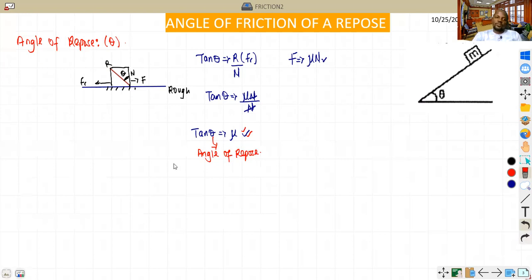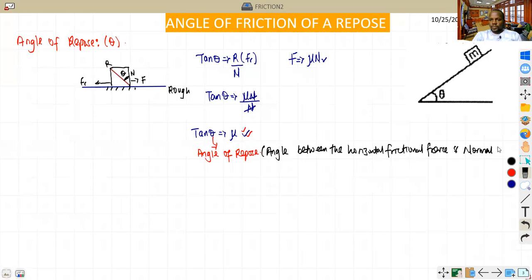So we need to understand that. It is very important to keep this formula in mind, because we are going to be using it directly to solve a lot of numericals and calculations. So we can say the angle between the horizontal frictional force and the normal reaction, R and N, means normal reaction. So keep that at the back of your mind, and that is the first one.